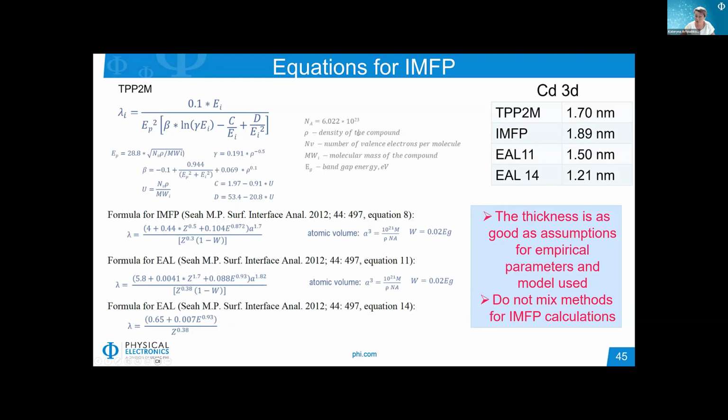And something that you should definitely avoid in your models is mixing methods for inelastic mean free path. If you have a multi-layered structure and you know properties of one layer but no properties of another, you should not mix TPP2M, for example, with the scattering formula of equation 14 in this paper.